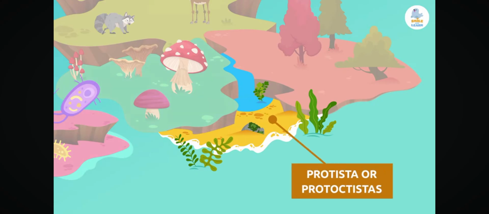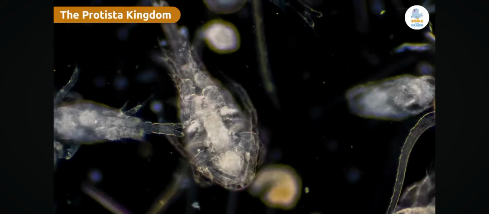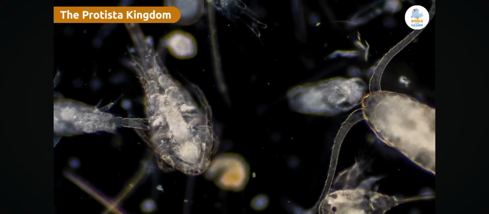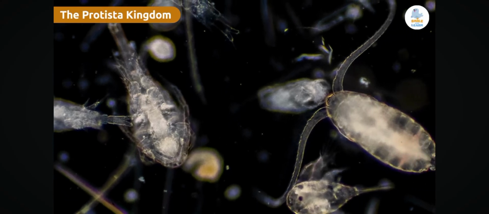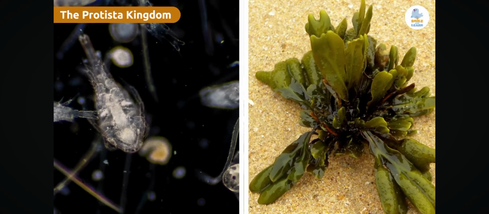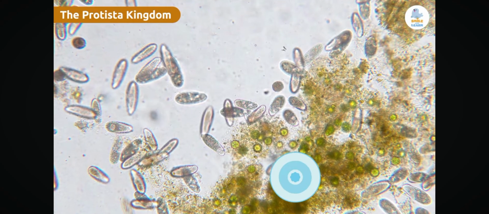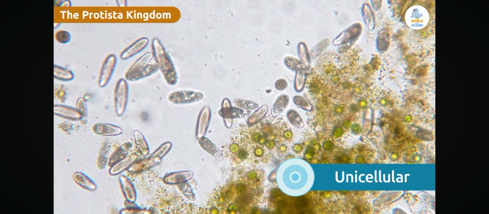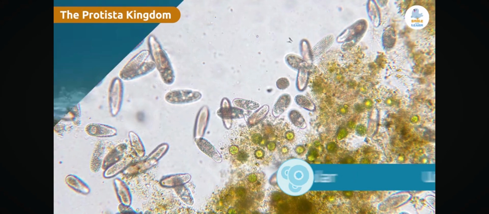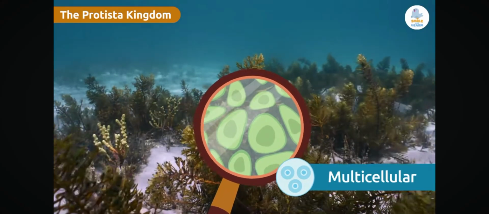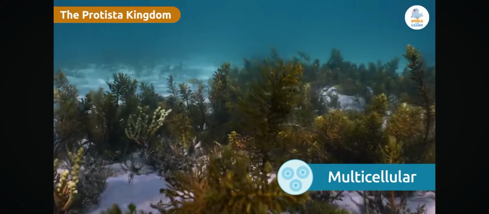The Protista or Productista Kingdom. And finally, we'll talk about the Protista Kingdom, also called the Productista Kingdom, which includes protozoa and algae. The organisms in this kingdom can be unicellular, like protozoa, and some types of algae, or multicellular, like many other types of algae. Both types are only visible through a microscope.